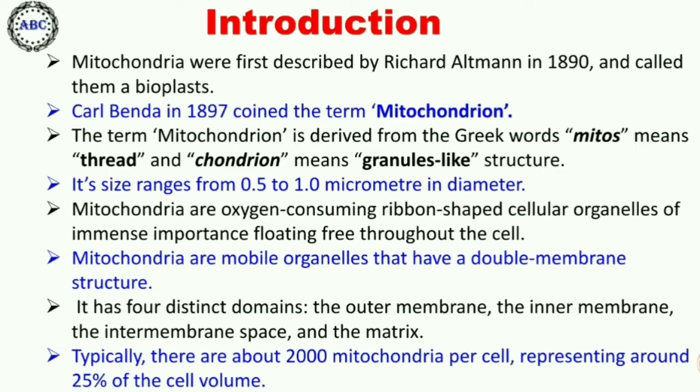Mitochondria are oxygen-consuming, ribbon-shaped cellular organelles of immense importance, floating free throughout the cell. They are motile organelles that have a double membrane structure. They have 4 distinct domains: the outer membrane, the inner membrane, the intermembrane space and the matrix. Typically, there are about 2000 mitochondria per cell, representing around 25% of the cell volume.